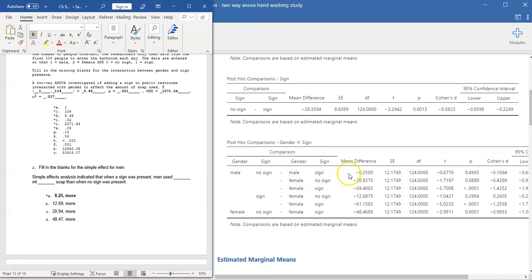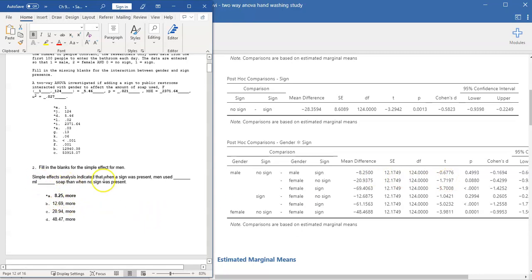And you can see that you have a difference of 8.25 milliliters of soap. And it's negative simply because what it's doing is taking the mean for male no sign, and then subtracting from that the mean for male sign. So if it's negative, that means the male sign had a higher value. So in this case, the males used 8.25 milliliters more soap when the sign was present.